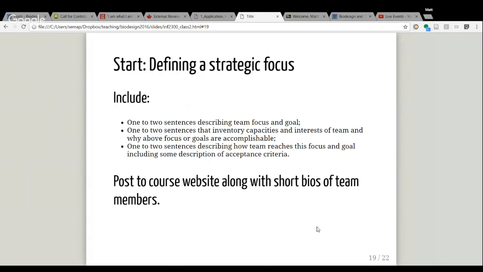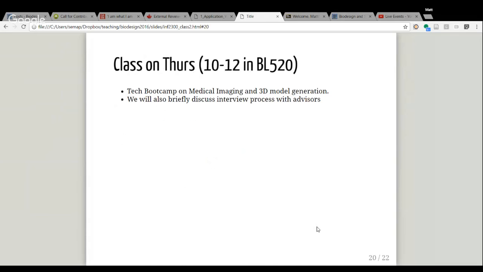And I'd like you again to post that to the course website along with very short bios of each team member. This is both to help us as a class start thinking about each other's work and as a jumping off point for the technical work that you'll be doing in the class, as well as the conceptual and theoretical work that you'll be doing in thinking through ideas of biodesign, emerging technologies, and social impact. Again, I'd like you to have that done before class on Thursday, which is 10 to 12. This week, it's 10 to 12 in Bissell 520.